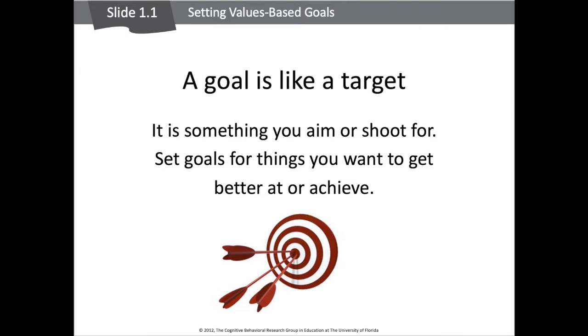In Lesson 1, you will be learning about setting goals. A goal is like a target. It is something you aim for. For example, as a student, you might aim for a good grade on a test. People set goals for things they want to get better at or achieve.